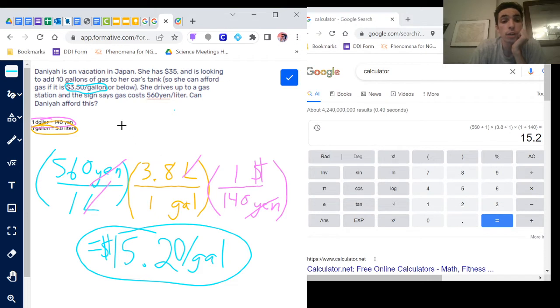So the short answer is, if gas there costs $15.20 per gallon and Denia can afford $3.50 per gallon, no, she can't afford this gas. And it's very easy to tell that now that we have these in the same unit, right? That's the whole point of doing this conversion, because it makes it very simple to compare measurements if they're in the same unit. And it's sometimes almost impossible to compare measurements unless they're in the same unit. So again, that's one big purpose of doing unit conversions.